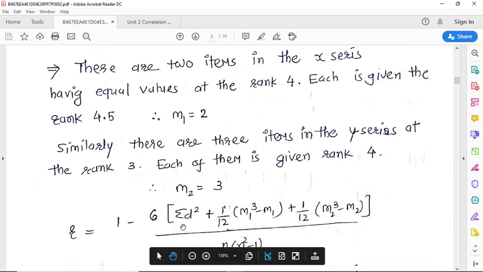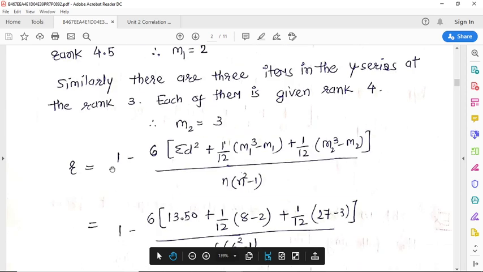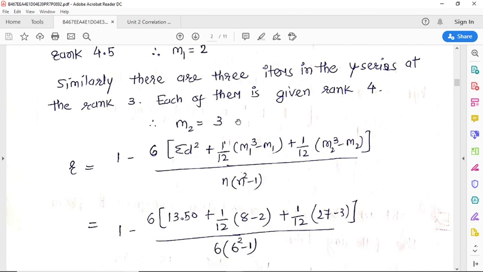And now write the formula. So the formula will be 1 minus 6 sigma d square plus 1 by 12 m1 cube minus m1 for the first factor, and for the second factor, 1 by 12 m2 cube minus m2. If there is m3 here, then we use another factor, plus 1 by 12 m3 cube minus m3. But there are only 2 repetitions here: one is 4.5 in rank of x, and the second is 4 in the rank of y. So divide by n into n square minus 1, and now replace all the values.